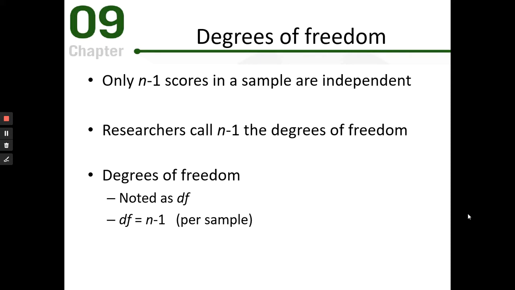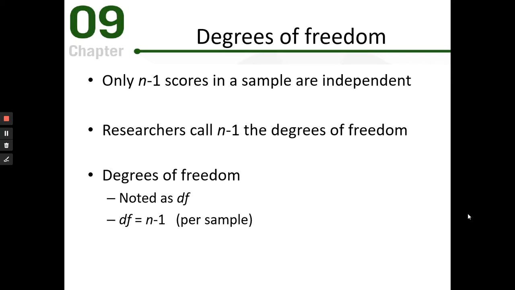So 34 people's scores can vary. But if I know the sum of 34 people's scores and I know the mean for the class, I know what the 35th person's score is. So that's basically the logic.